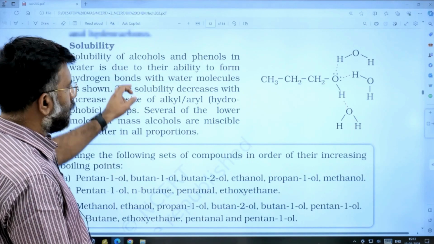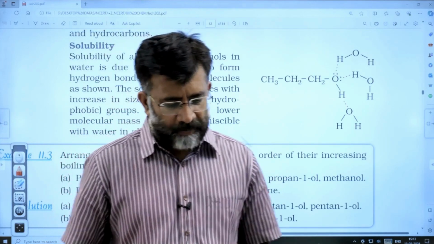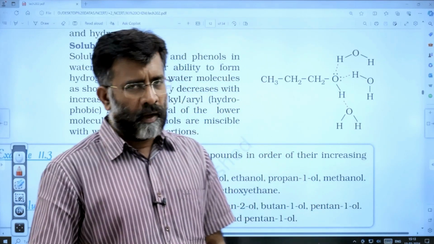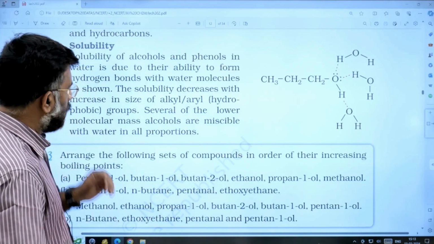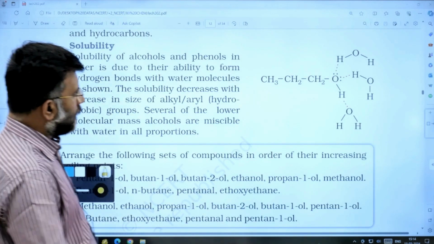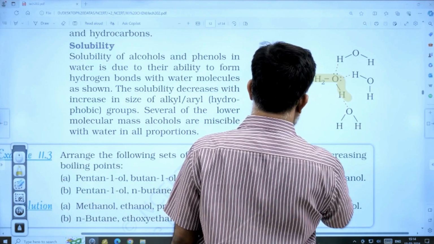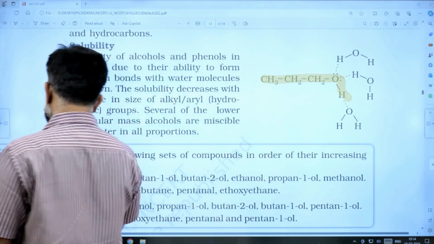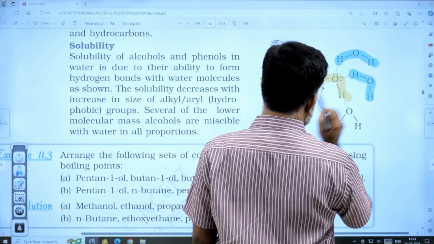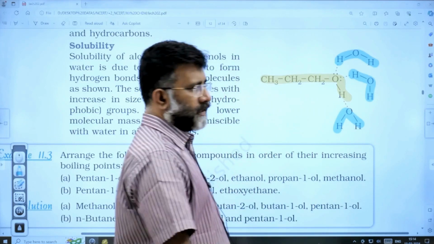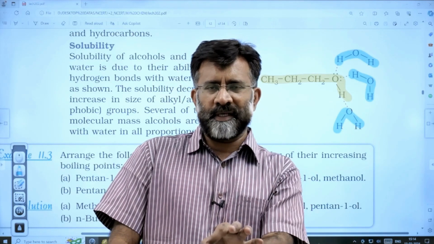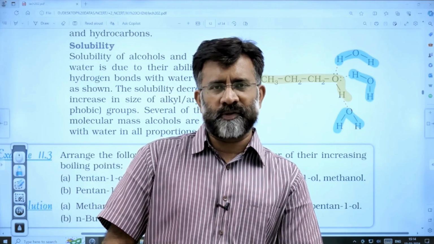Coming to solubility, alcohols and phenols, particularly the lower alcohols, are highly soluble due to hydrogen bonding with water. You see the alcohol making hydrogen bonds with water. This is propanol. How does it make hydrogen bonds with water? There is one water molecule over here, another here, and a third here. It makes hydrogen bonds with three water molecules, utilizing one hydrogen and two lone pairs on oxygen.